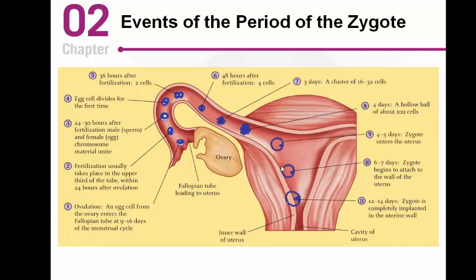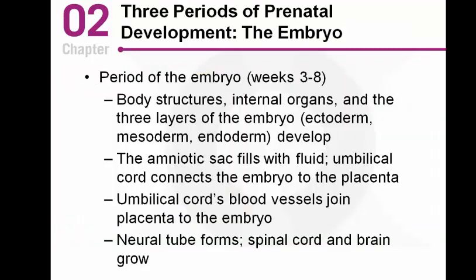And then once that happens, there are hormonal changes that can be picked up on a pregnancy test. Mom's going to miss a period and may start to be aware that she is pregnant. Now, that first period only lasts for a couple of weeks, and then we have the period of the embryo, and this is going to last from weeks 3 to 8. Remember that a typical pregnancy would be 40 weeks, and so we're just talking about still that first part of the first trimester here.